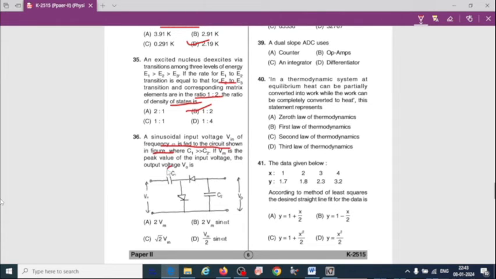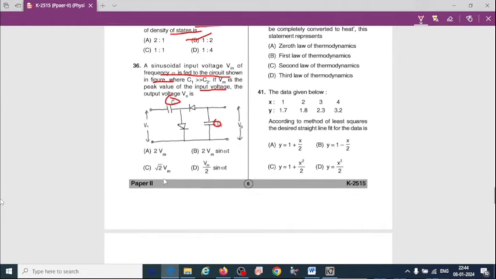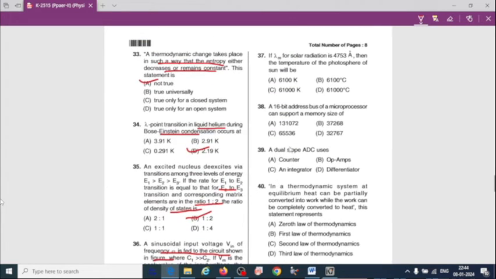A sinusoidal input voltage V in of frequency omega is fed to the circuit shown in figure. If capacitance C1 is greater than C2, and Vm is the peak value of the input voltage, the output V0 is option A, 2 into Vm. Lambda m for scalar radiation is 4753 angstrom, then the temperature of the photosphere of the sun will be 6100 Kelvin.